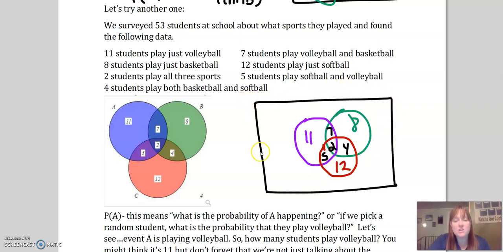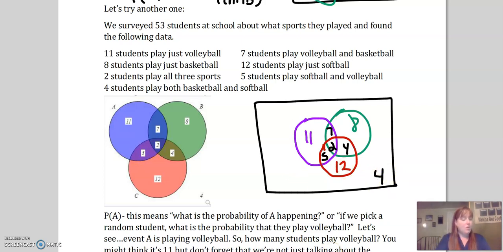Now, make sure you draw the box around, because we surveyed 53 students, right? If we add all of these up, that doesn't equal 53. In fact, it equals 49. So where are the other 4 students? Well, those would be the students that don't play anything, right? That's totally possible that we have somebody who doesn't do any of these sports. So those people are going to be out here. So we have 4 people out here, 12 people in here, and so on and so forth.